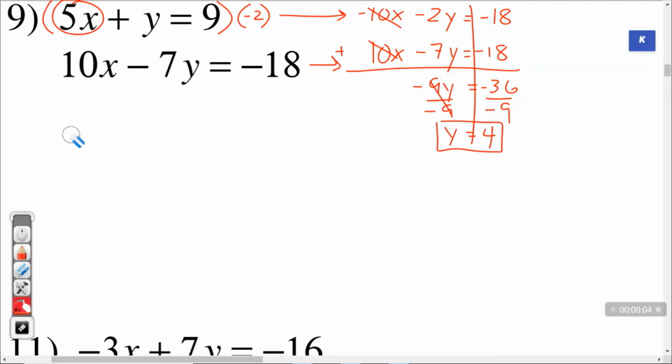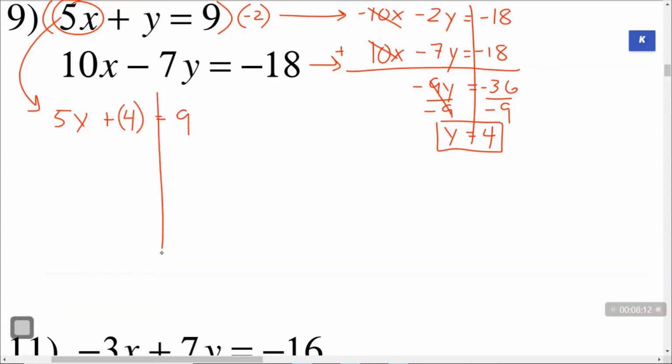Again, it does not matter. I take the top one just to be consistent, and I know that 5x plus 4 equals 9. Subtract 4. So x equals 1 in this case, and I'm going to check it with the other equation, make sure that it is correct.